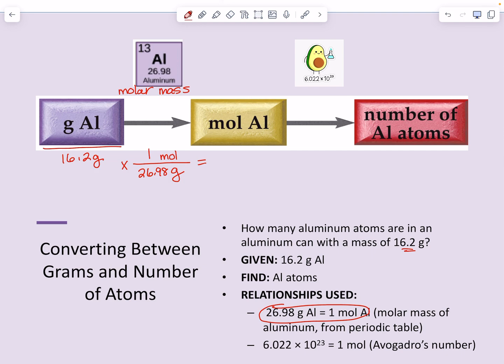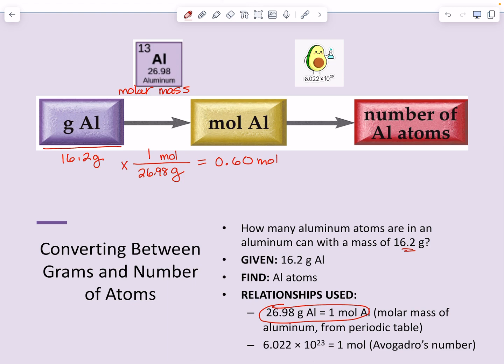So, 16.2 divided by 26.98. There we go. All right, and so that's 0.60 moles of aluminum.